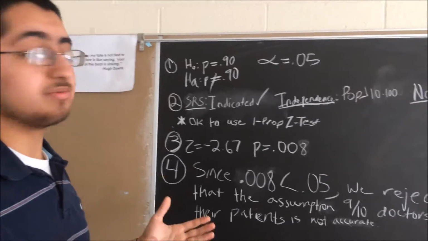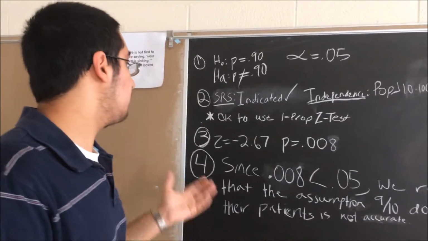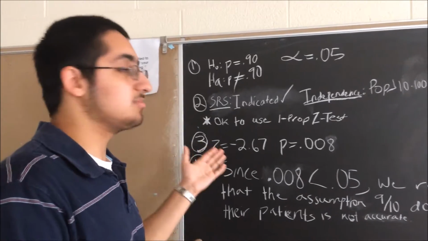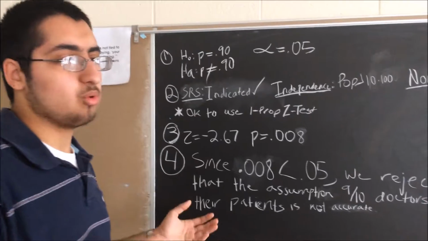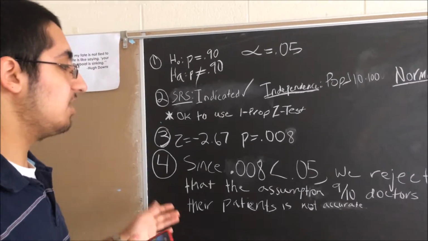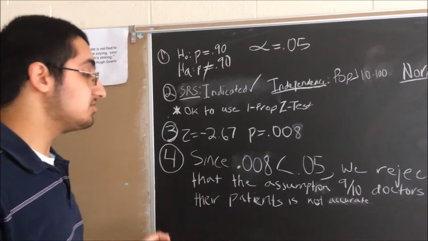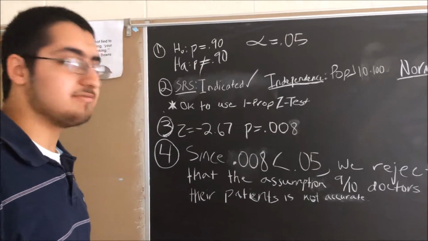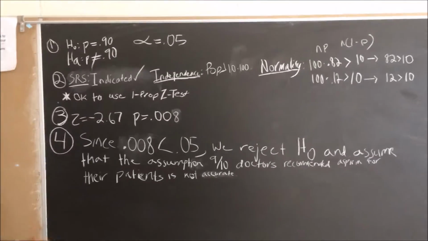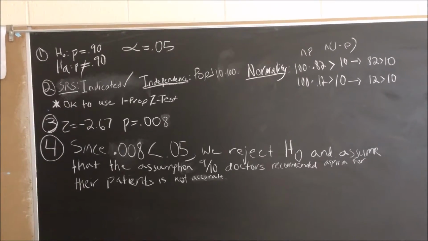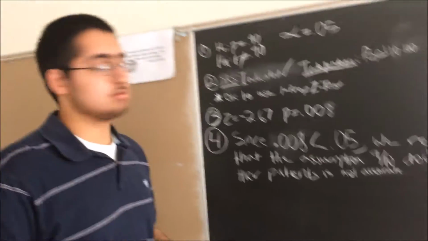And once we run a 1 proportion z-test in our calculators, we get z equals approximately negative 2.67, with a probability of 0.008. And since our probability, which is equal to 0.008, is less than 0.05, we reject the null hypothesis and assume that the assumption that 9 out of 10 doctors recommend aspirin for their patients is not accurate.